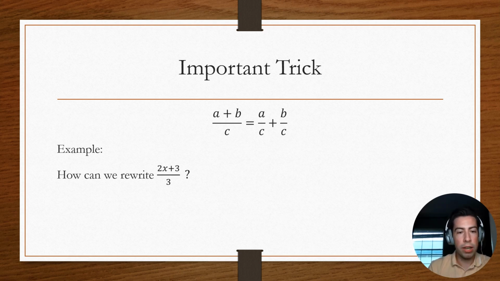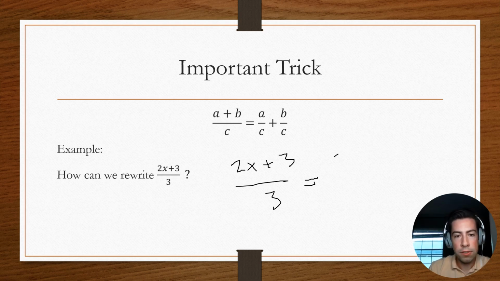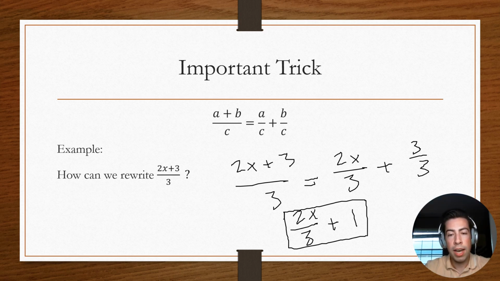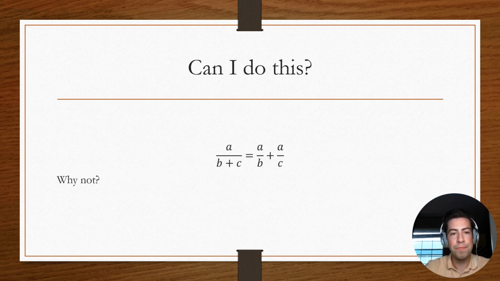So I'll go ahead and walk you through this example here. We have (2x plus 3) divided by 3. How can we rewrite that? Well, that's just the same thing as 2x divided by 3 plus 3 divided by 3. And then we can simplify that down to 2x over 3 plus 1, because 3 divided by 3 is in fact just 1. So very important trick. Make sure you know this one.